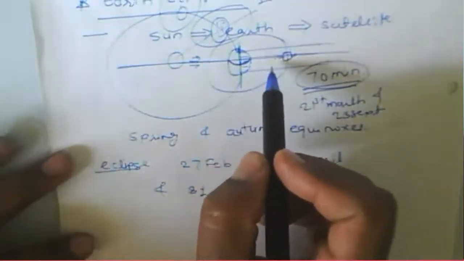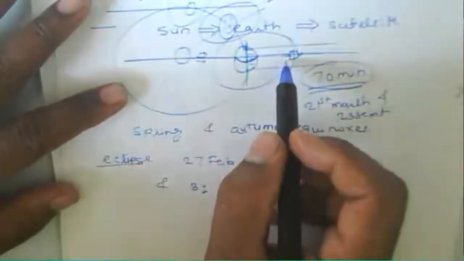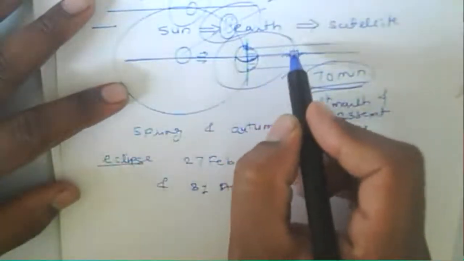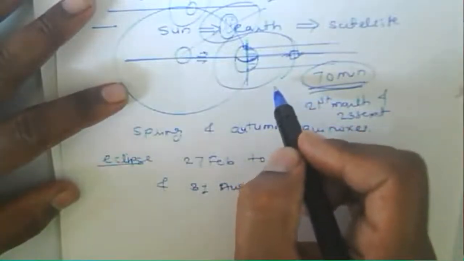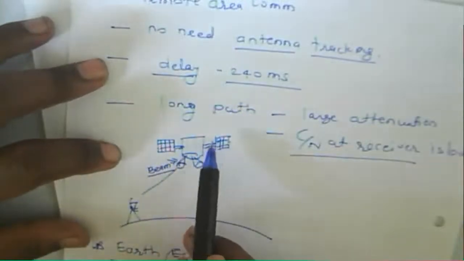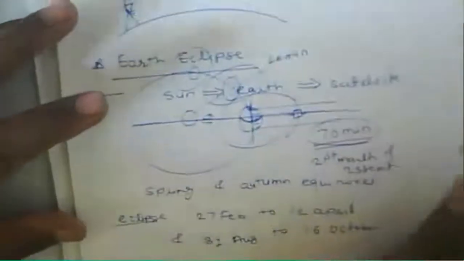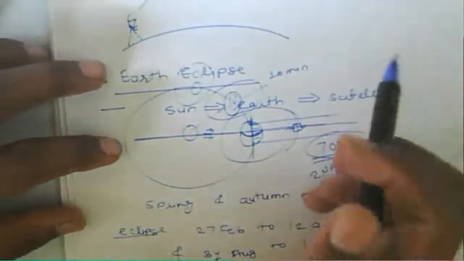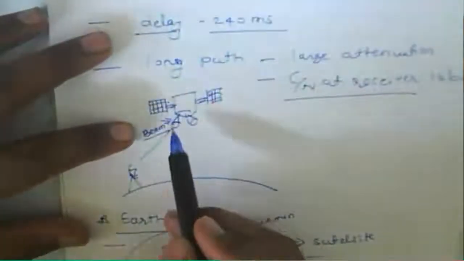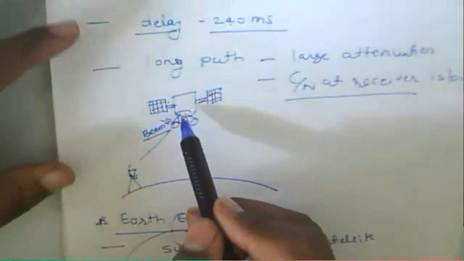So what happened? At the time of an eclipse, the satellite does not get the sunlight, and because they are not getting the sunlight, the solar cells present in a satellite, likewise the solar panels, will not be energized.